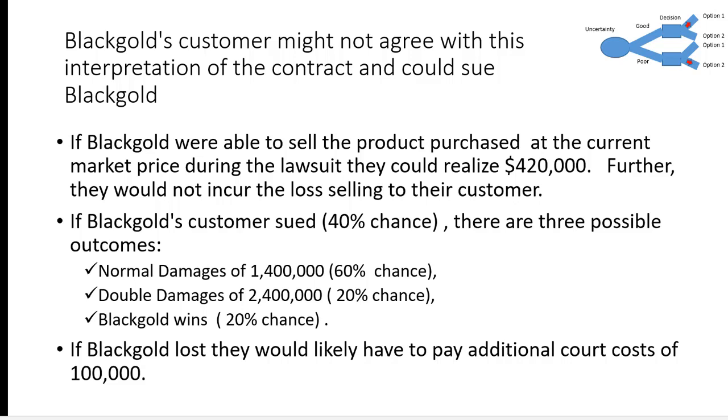However, there's a 40% chance the Blackgold customer could sue. And there are three possible outcomes. There'd be normal damages of $1.4 million, 60% chance, double damages of $2.4 million at a 20% chance, and only a 20% chance they could win the lawsuit. Furthermore, if Blackgold lost, they would likely have to pay additional court costs of $100,000.